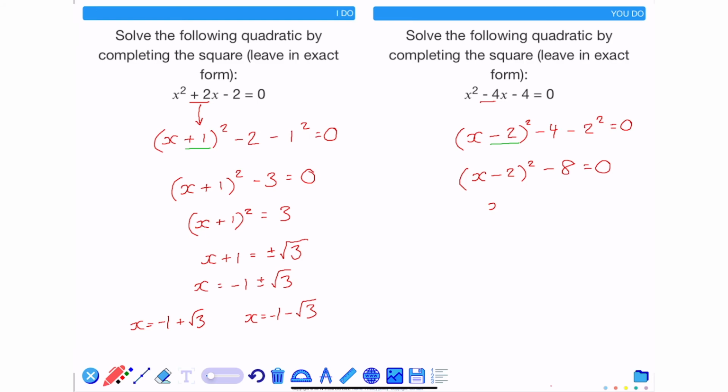Adding 8 to both sides and square rooting, then adding 2 gives x as 2 plus the square root of 8, and x is equal to 2 minus the square root of 8.